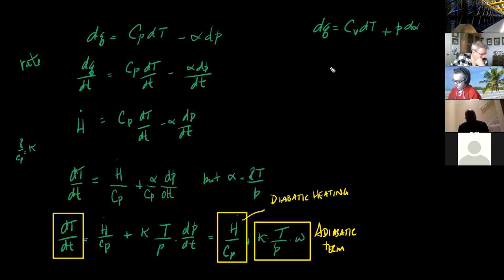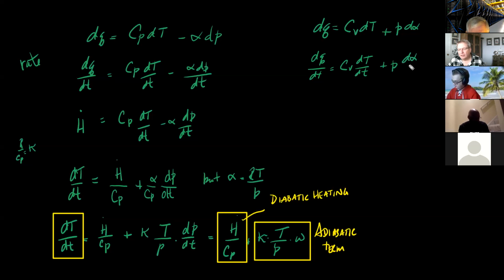I'm trying to figure out what I wrote in here, and I think the book does this. I'm just trying to figure out why I would do this. So I'm just going to go dq dt equals cv dT dt plus p d alpha dt.